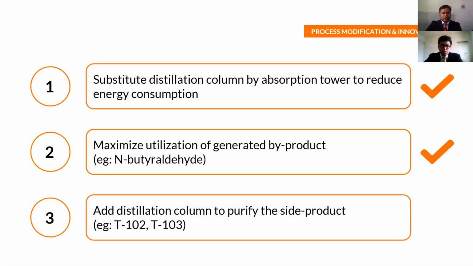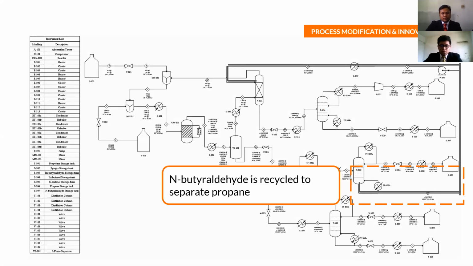The second is to maximize the utilization of our byproduct. Since we use the absorption tower, we need to use an absorber to absorb the propane from the syngas. There are several absorbers that can be used, for example, methanol, acetonitrile, and aromatic compounds. But in our process, we utilize our byproduct, which is the N-butyl aldehyde, as the absorber. So we can reduce the cost of buying a new component.